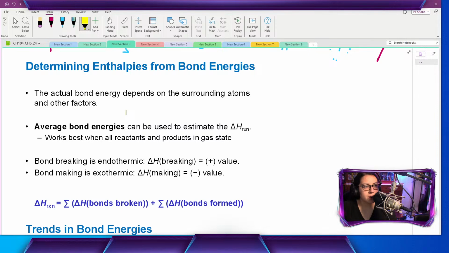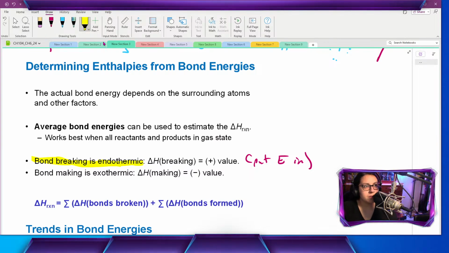Bond breaking is endothermic, which means you have to put energy in. You can think of it like heating something up. That's a form of putting energy into a system. And we also symbolize this with a positive enthalpy value. Again, that means we're putting energy in to break our bond.